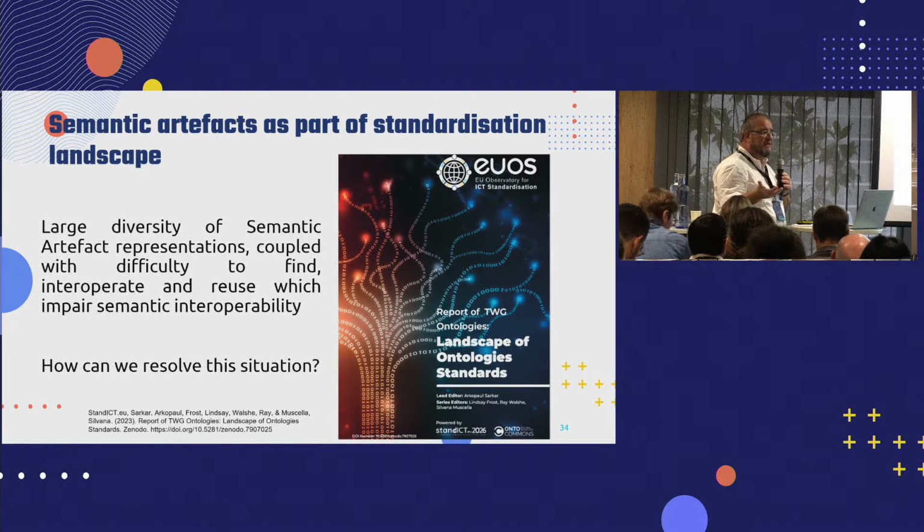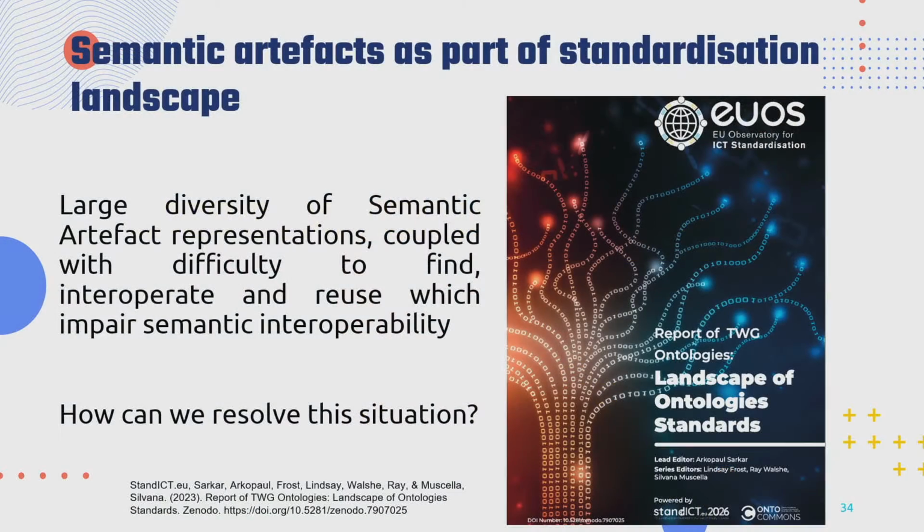diversity of representations, and now if you want to think in terms of interoperability between the systems, then you start having troubles because, well, OWL does not necessarily work easily with COS, right? So if you want to integrate things together, then you start having issues. And you will have difficulty to find the ontology, although here I know where to find them, but to interpret and reuse. So how can we resolve that situation?